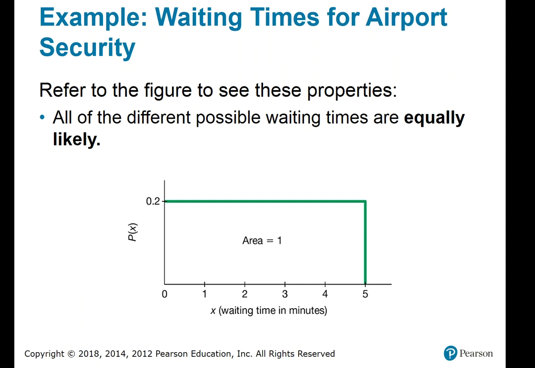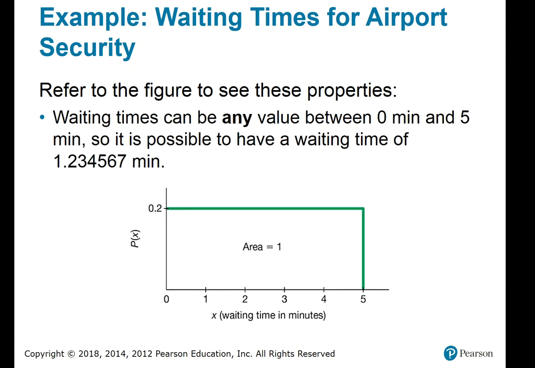In fact, when it says P of X is 0.2, that means that 20% is for all of those, whether it's 1 minute, 2 minutes, 3, 4, or something in between. And because it is continuous data, it doesn't have to be whole numbers. It can be anything between, including that crazy number that they give as an example.